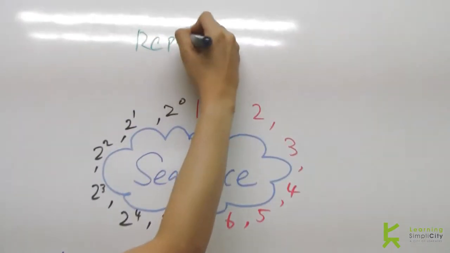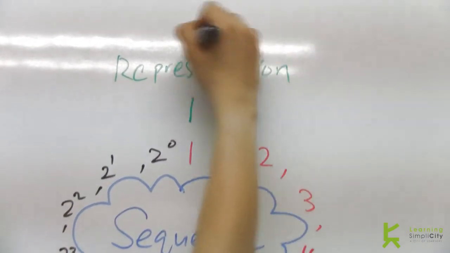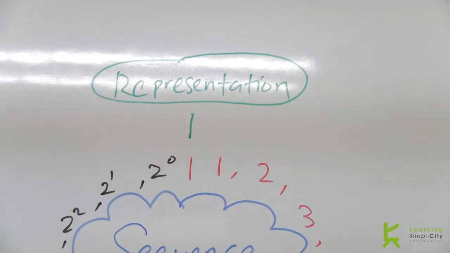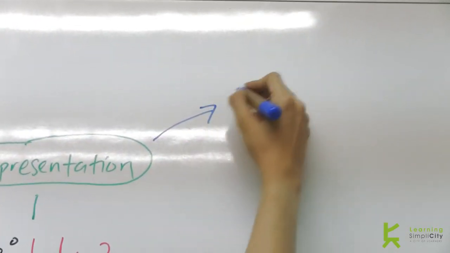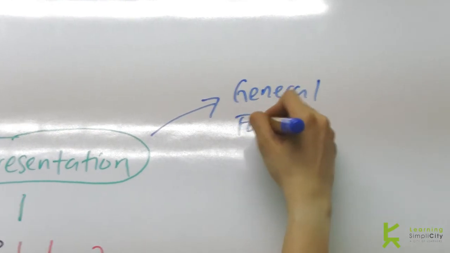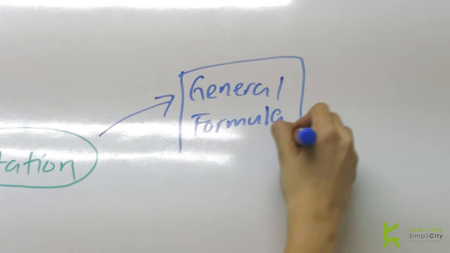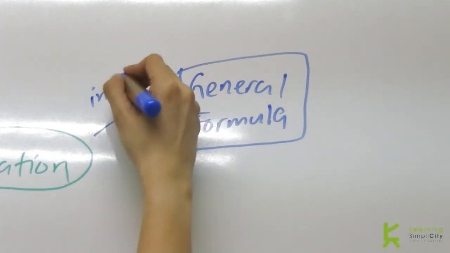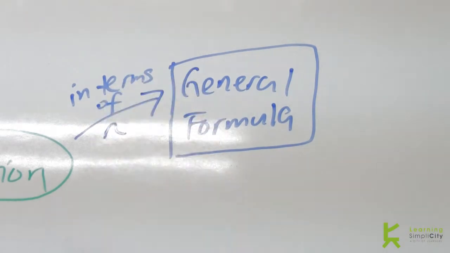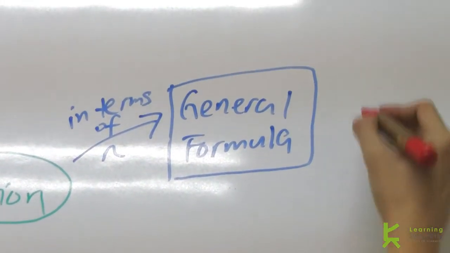Let's look at the representation of a sequence. A sequence can either be represented in the form of a general formula or as a recurrence relation. The general formula form is more convenient as you are able to get the term immediately by plugging in a certain value of n. So for a general formula, we can represent them in terms of n. Examples of general formula form will be as such.